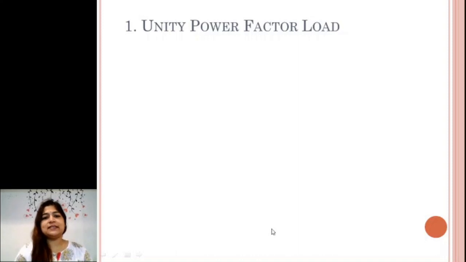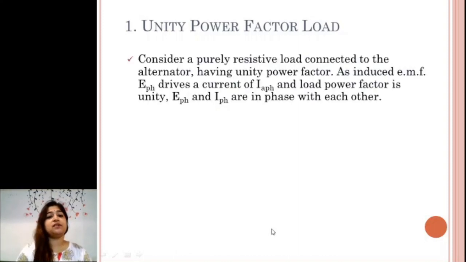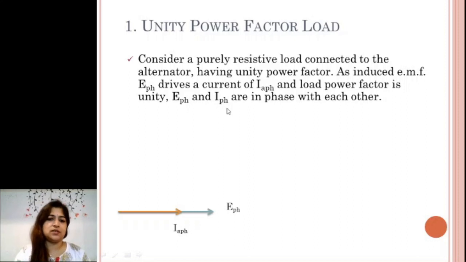So let's consider these conditions one by one. When the load power factor is unity, that is when the load is purely resistive. Now what do we know when the load is resistive? The power factor is obviously unity, and when the power factor is unity, EPH and IPH have to be in phase. So if this is EPH, IPH will be in phase with this voltage, right? All of us know this. That is the concept of unity power factor.